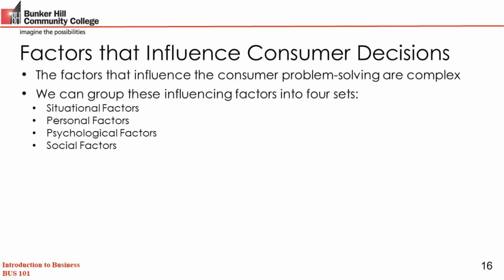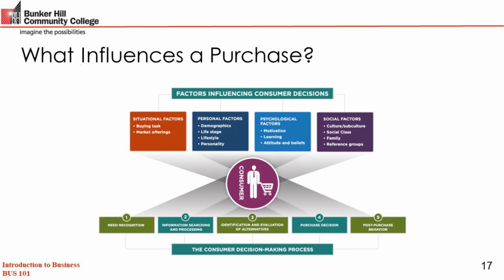There are a number of things that do influence consumer decisions. There are situational factors, personal factors, psychological factors, and social factors. The next slide here has a chart that'll give you kind of a breakdown of what goes into each. The situational factors: the buying tasks, the type of market offerings that are available. The personal factors are the demographics, the segment of the market that may find your product offering appealing. The life stage, which is basically how old someone is. Are they children? Are they teens? Are they midlife? Are they parents? Are they retired? What type of lifestyle do they live? Are they active? Do they travel a lot? And what type of personality do they have?